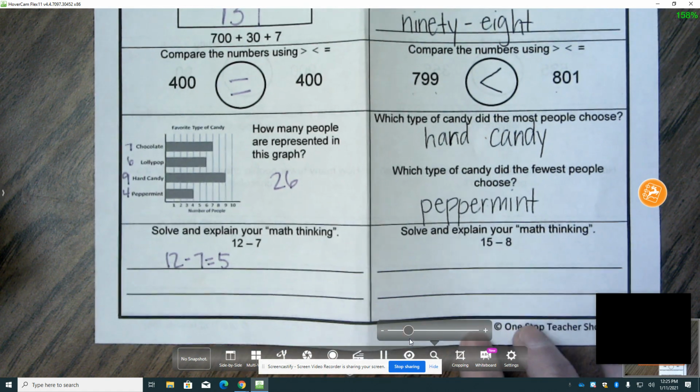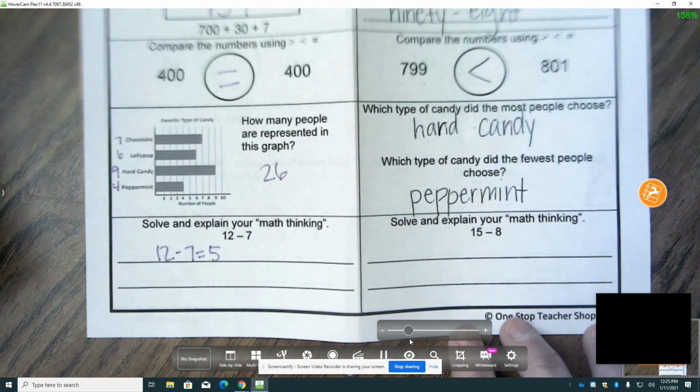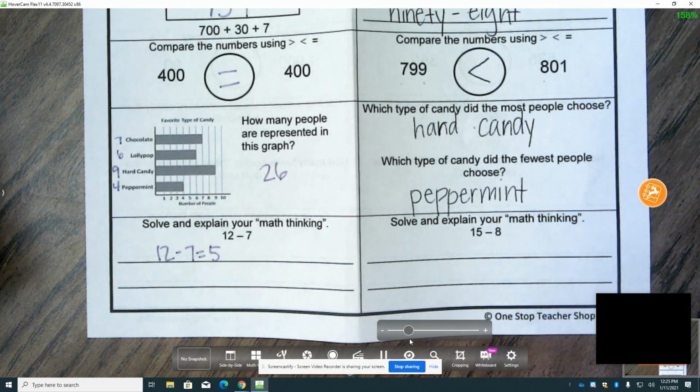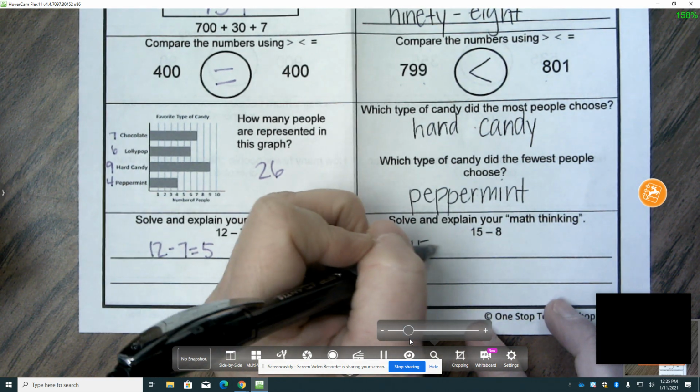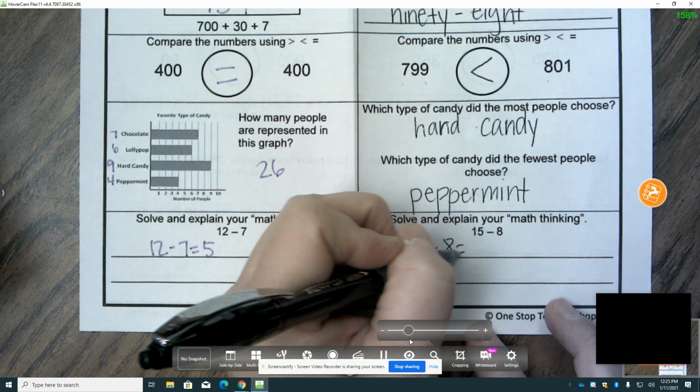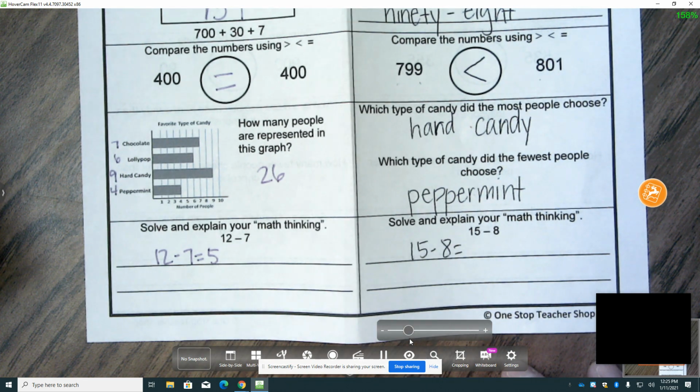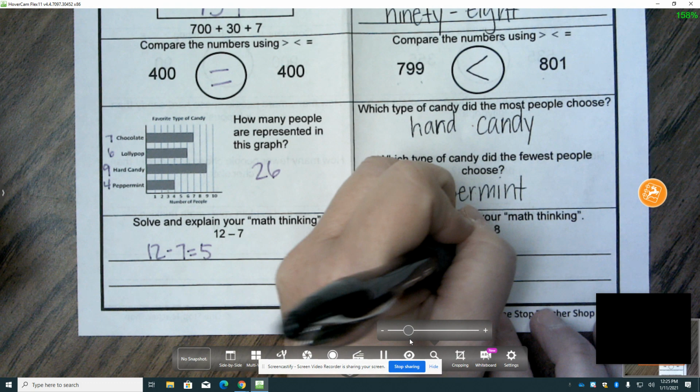All right. And then last, it told us to solve and explain your math thinking for 15 minus 8. So I'm going to solve it. In my mind, 15 minus 8, well, I told you I like to start with the smallest number and count up. So I would start with 8 and count back up to 15, which means that if I start at 8, I have 9, 10, 11, 12, 13, 14, 15. And my answer is 7.